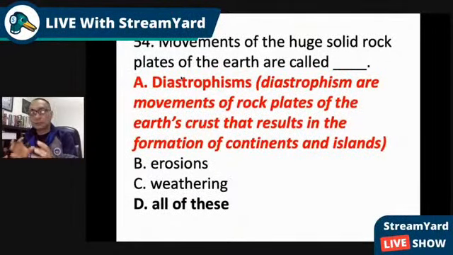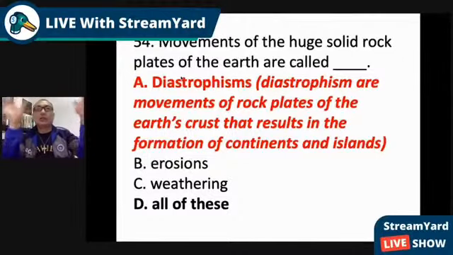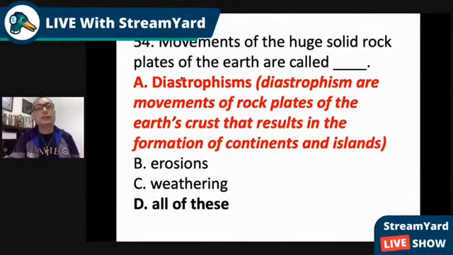Erosion is the movement, small movements of one part of the geological area to the other. In weathering, it stays there, but eventually because of friction and all the other chemical reactions, then the object is weathered.